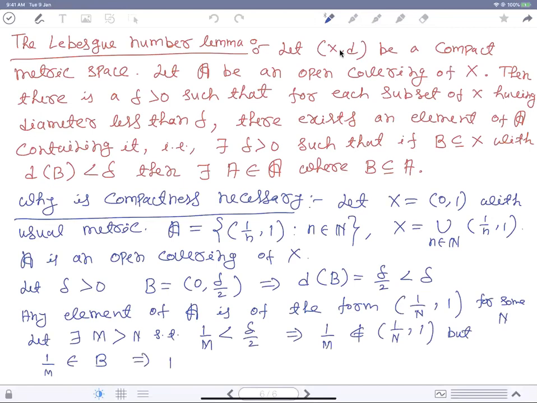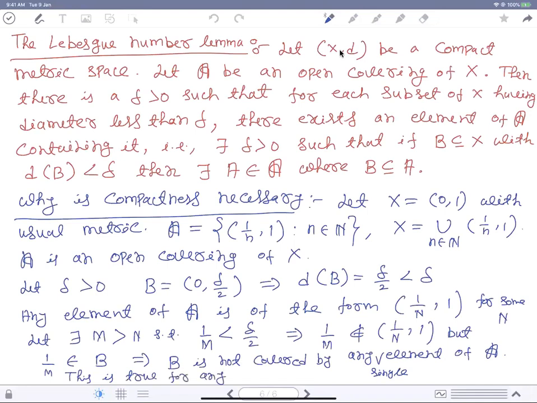That implies B is not covered by any element of A, or you can say any single element of A. It is clear, right? And this is true for any delta bigger than 0. That means the Lebesgue number lemma will not hold for this metric space, and obviously this is not compact.